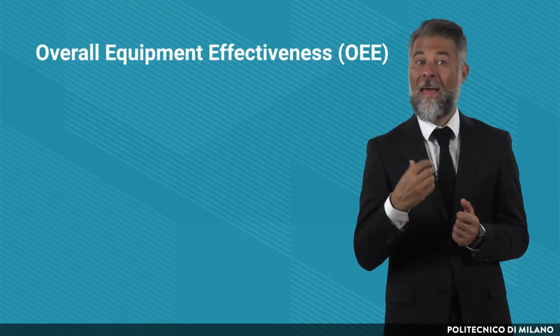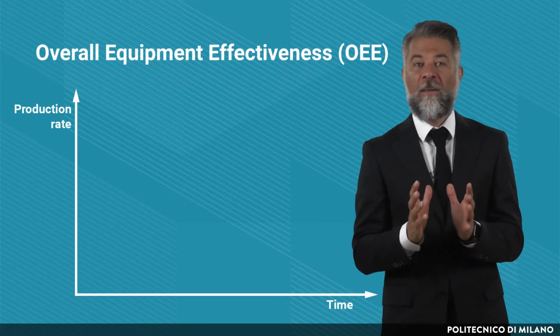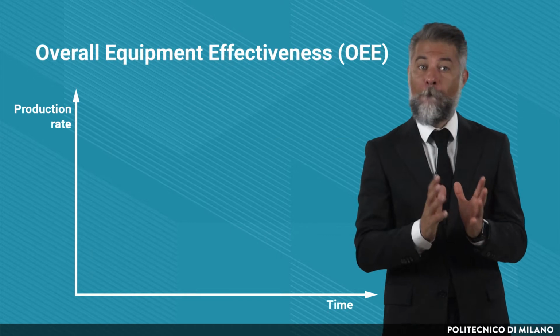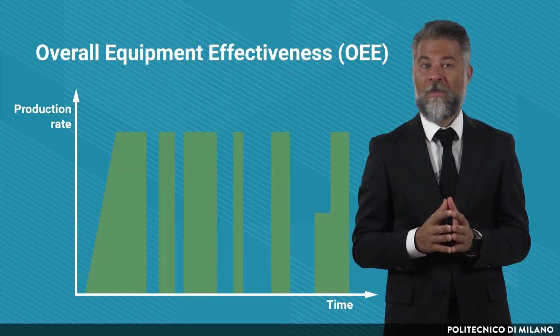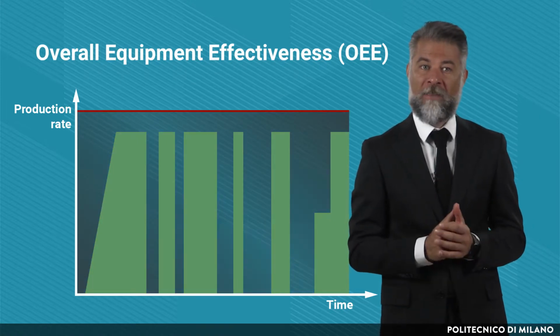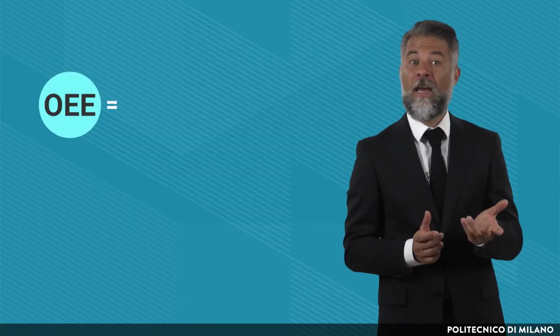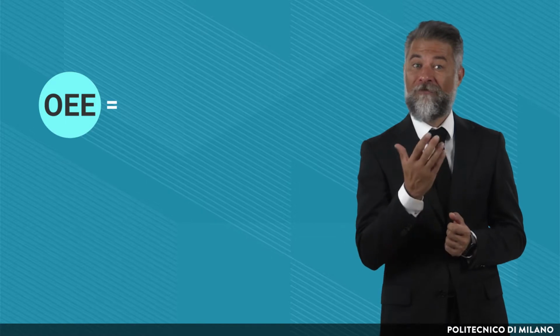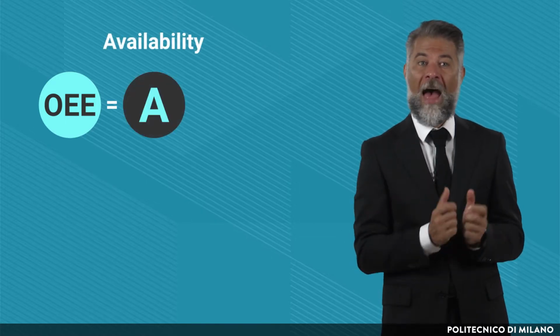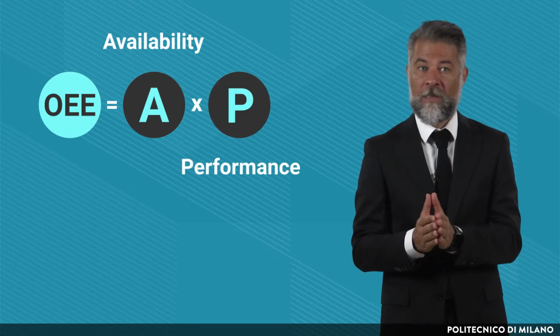Another very commonly adopted framework of time aggregation is the Overall Equipment Effectiveness, OEE. OEE is essentially the ratio of fully productive time, the green shaded areas in the graph, to the planned productive time, the whole shaded area. In practice, OEE is calculated as the product of its three contributing factors: availability times performance times quality.